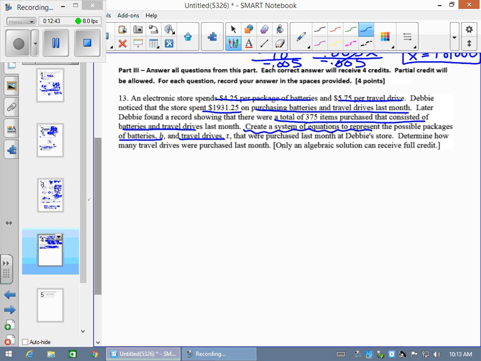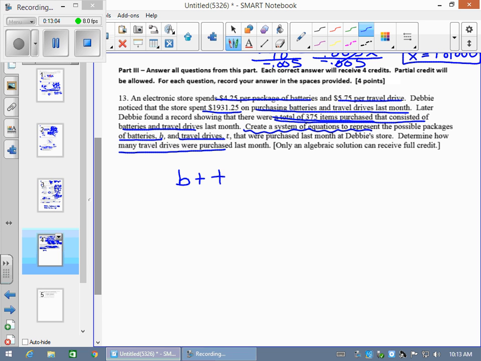Okay, so we're starting out by creating this system of equations. They gave me my variables. They told me that batteries is B and travel drives is T, so I don't need a let statement. So I'm going to start out by saying, okay, if there were a total of 375 items purchased, that means that if I take B plus T, I should have 375.